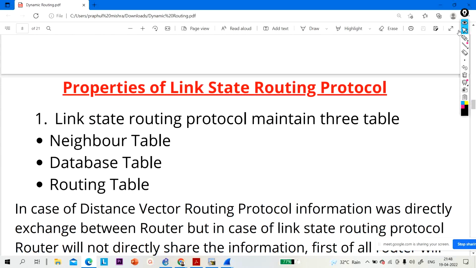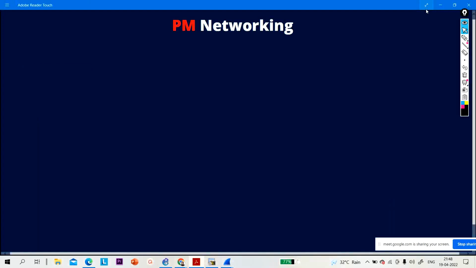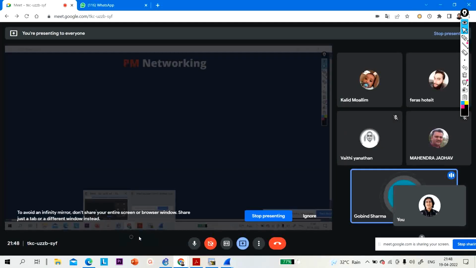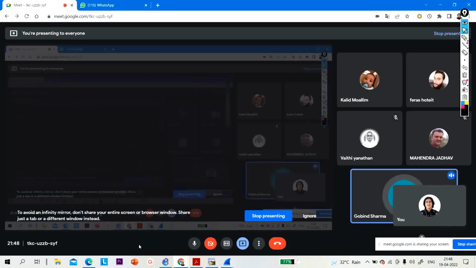Now, properties of link state routing protocols.